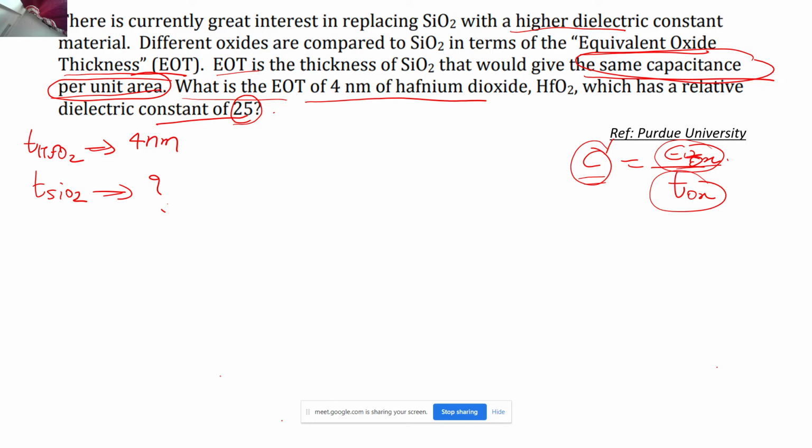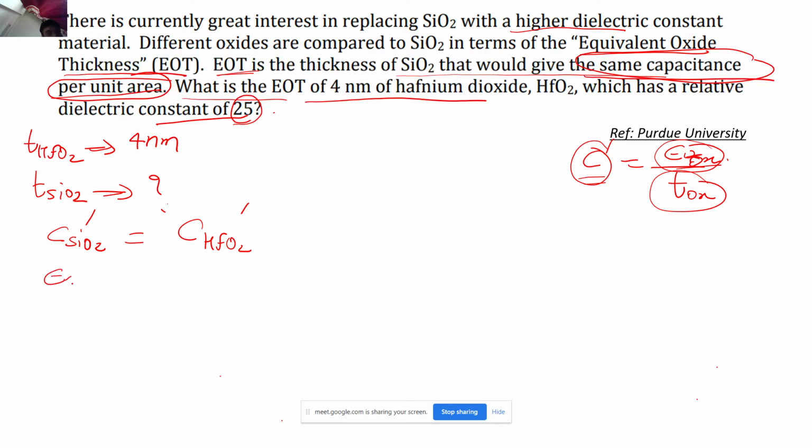Yeah, exactly, correct. We need to compare the capacitance for both, right? Very good. C of SiO2 per unit area will be equal to C of HfO2 per unit area, because in the definition of EOT itself they have mentioned EOT is the thickness of SiO2 that would give the same capacitance. So we have to just equate the capacitance, right?